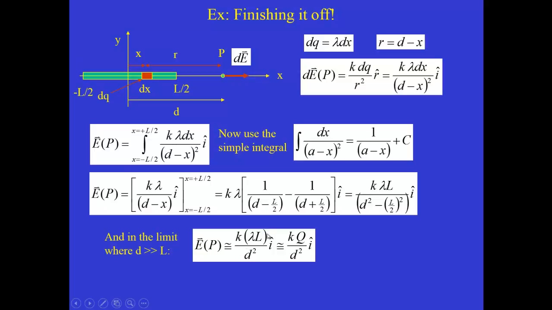And take a look, what's lambda L? Lambda is charge per unit length of the rod. L is the length of the rod. So Q is the total charge on the rod itself. And then our answer, kQ over the distance d squared, is exactly what we would have if there were a point charge Q at the origin. And so that's what we expect.